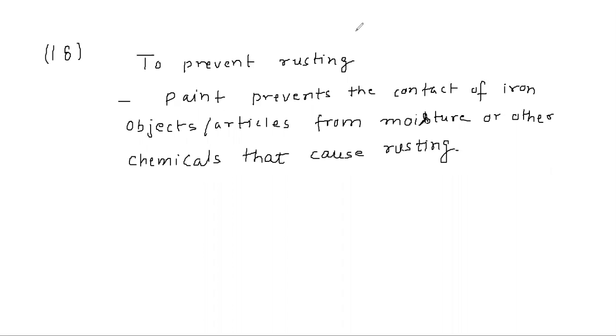Now let's go to question number 19. Question number 19 says, oil and fat containing food items are flushed with nitrogen. Why? So nitrogen acts as an antioxidant.